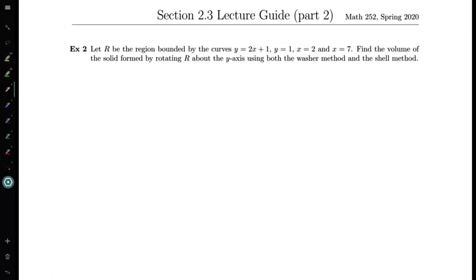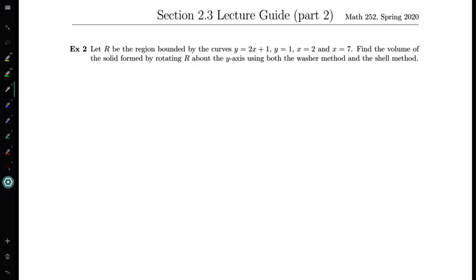Let's take a look at another region that we're going to be rotating about an axis in order to form a solid of revolution. And we want to decide whether or not the washer or the shell method is going to be easier. So here R is the region bounded by the curves y equals 2x plus 1, y equals 1, x equals 2, and x equals 7. And we want to find the volume of the solid formed by rotating R about the y-axis using both the washer and the shell method.